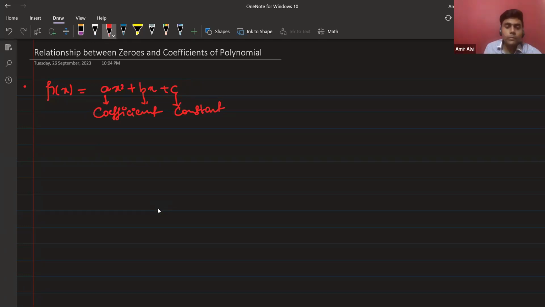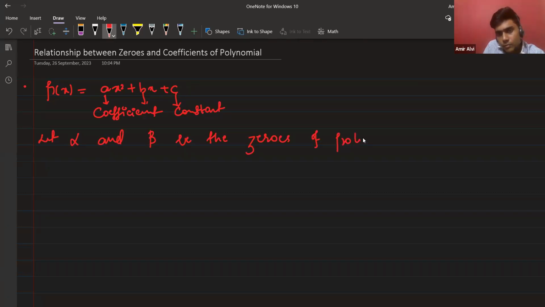One more thing: it is a quadratic polynomial, Adil, so we will have 2 zeros. Yes? If the polynomial is quadratic, we will have 2 zeros. Yes or no? Yes. Let's name the zeros alpha and beta. Let alpha and beta be the zeros of the polynomial. Is that clear, Adil? Yes.